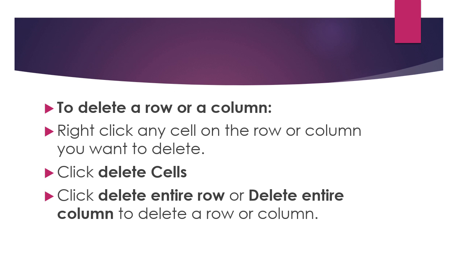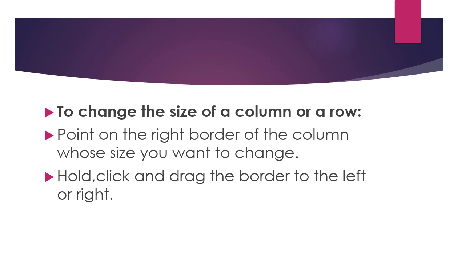To delete a row or a column, right click any cell on the row or column you want to delete. Click Delete Cells. Click Delete Entire Row or Delete Entire Column to delete a row or a column. To change the size of a column or a row, point on the right border of the column whose size you want to change. Hold click and drag the border to the left or right.